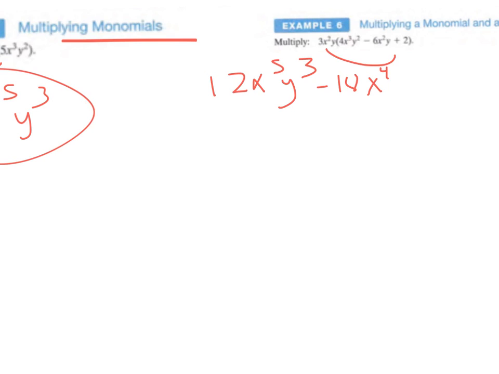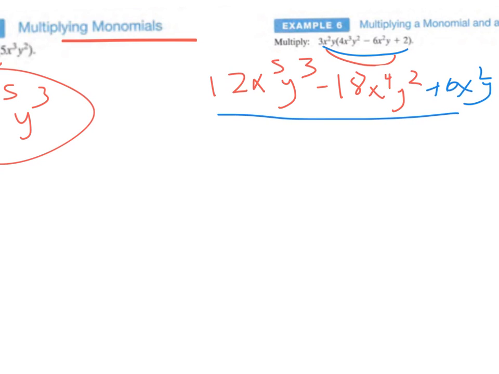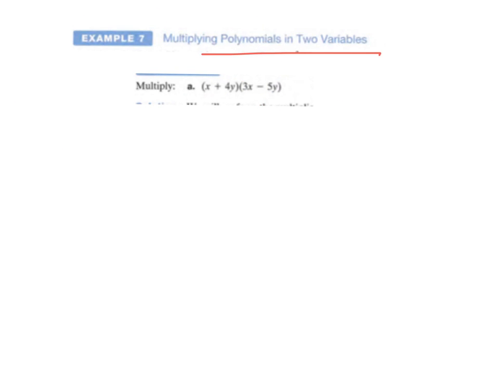I get -18, I get x to the 4th and y squared. And then when I distribute the last part over here, I get a +6x squared y. Now because none of these are like terms, that means they don't have the same letter with the same exponents, that is their answer.